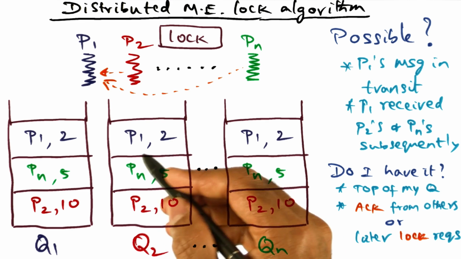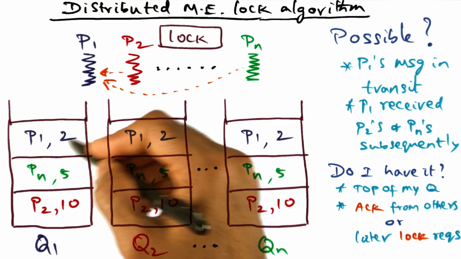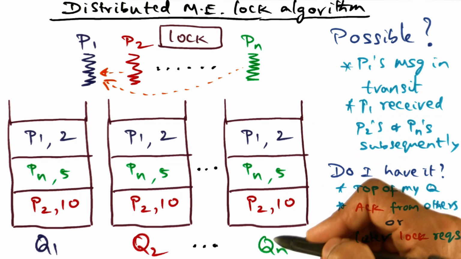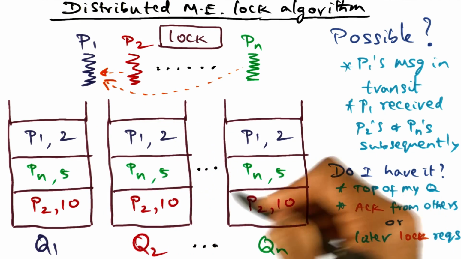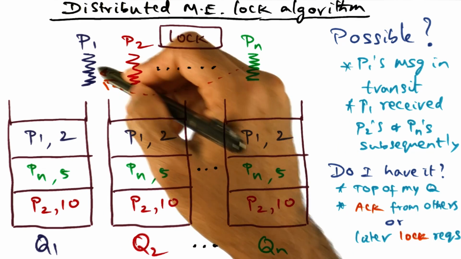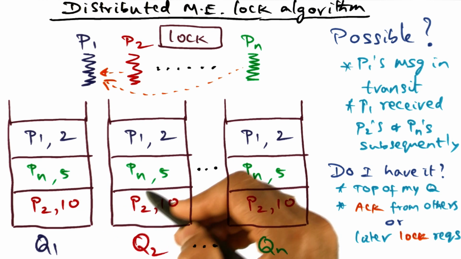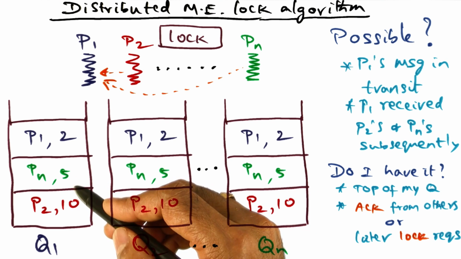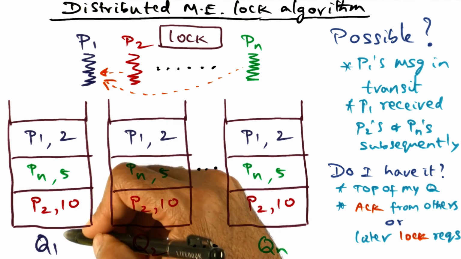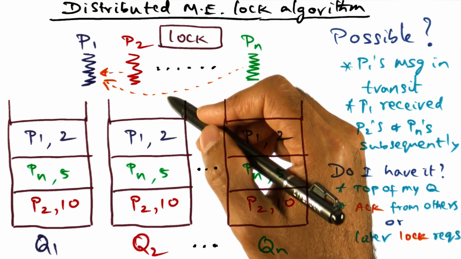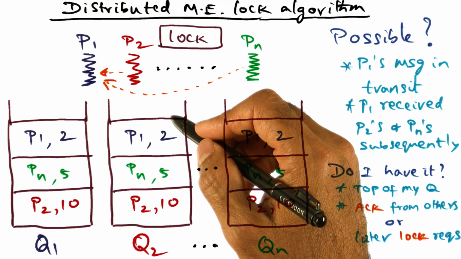Let's say that I haven't received the acknowledgement for my request from Q2 and Qn. Can I go ahead and assume I have the lock? Yes, I can. Why? Because even though these guys have not sent me the acknowledgements yet, they are slowly coming. But I've received lock requests from them with timestamps 5 and 10 respectively. Therefore, I can make an unambiguous decision that my lock request precedes all the other lock requests at this point of time, and I can go ahead and get the lock.